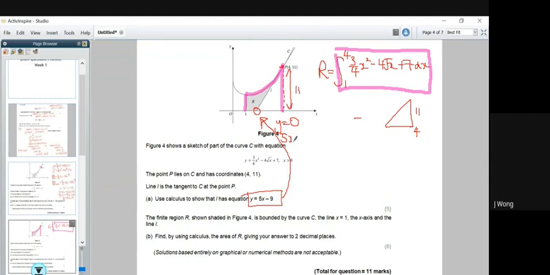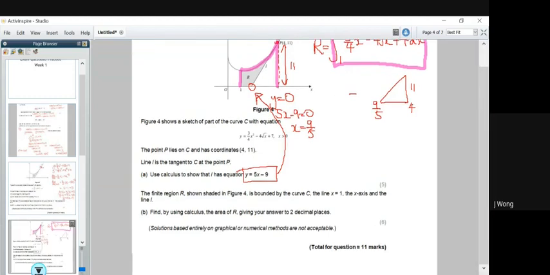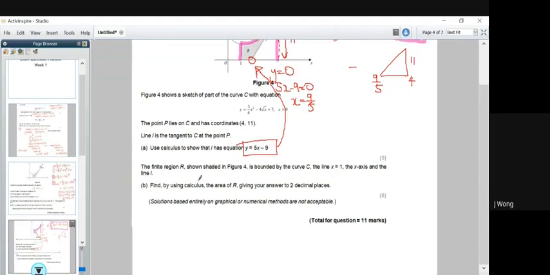So the edge here is 4, and all we need is to know what this coordinate is. Then in order to find it, we could borrow what we have from part A, y equals 5x minus 9, and we just take it from there because this is the x coordinate. So we just make y equals 0. If you make y equals 0, then you have 5x minus 9 equals 0, so x equals 9 over 5.